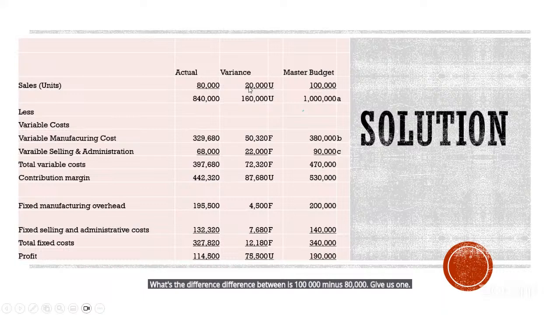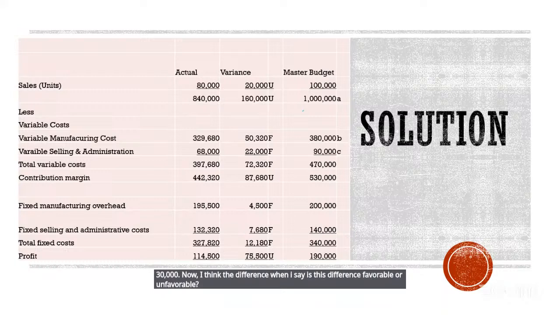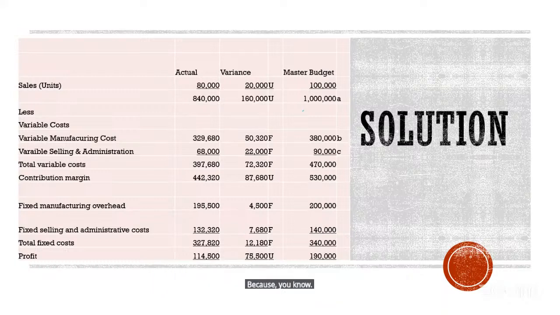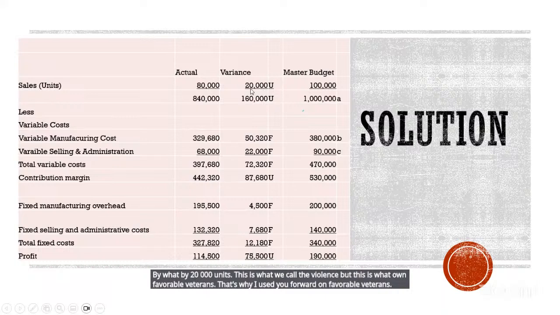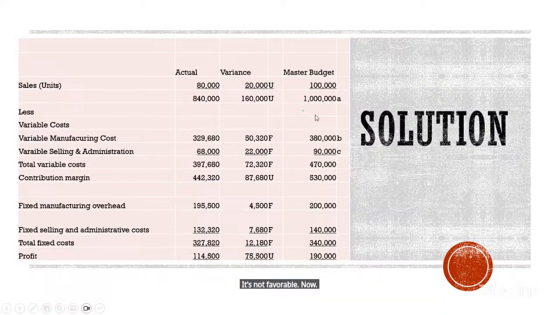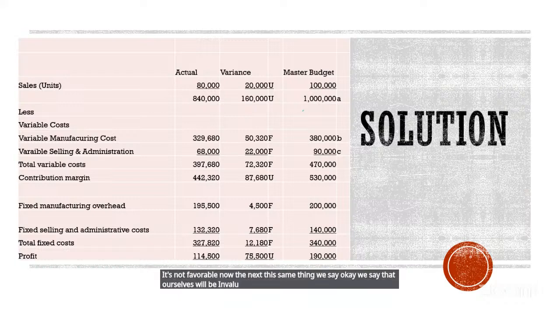That will give us 20,000. After taking the difference, we ask whether this difference is favorable or unfavorable. In our budget, we said we will sell up to 100,000 units, but we ended up selling less, by 20,000 units. This is what we call the variance, an unfavorable variance. That's why I use U for unfavorable variance. It's not favorable. The same thing with sales in value: we said it will be 1 million.